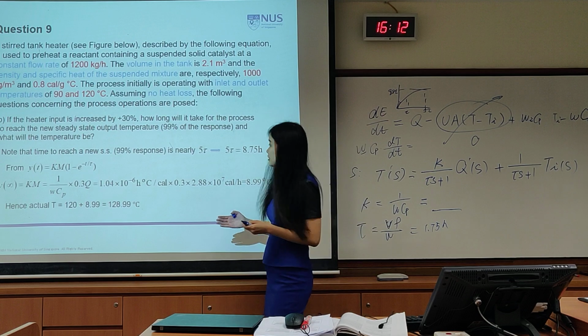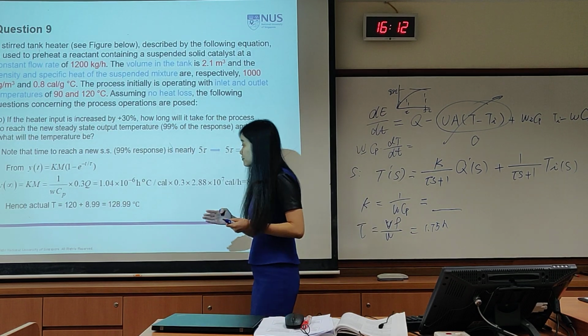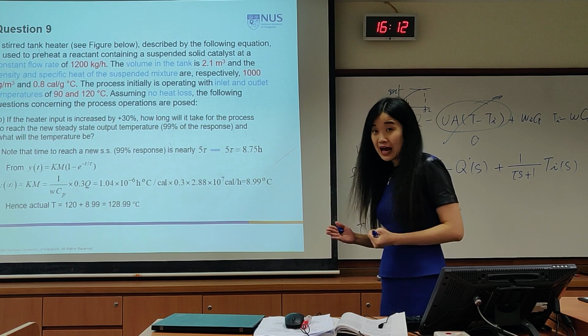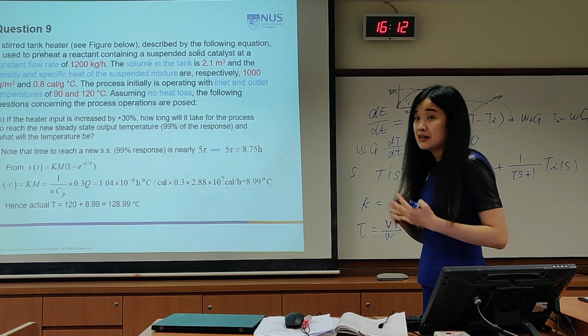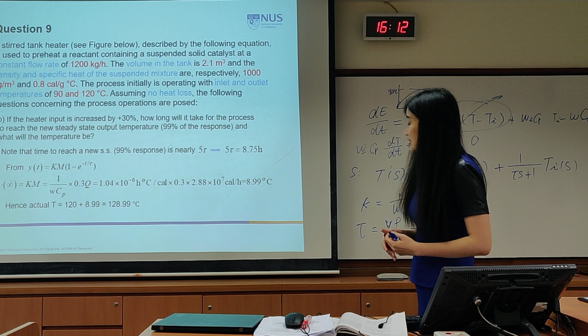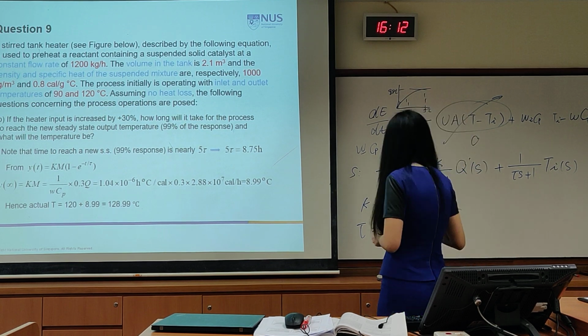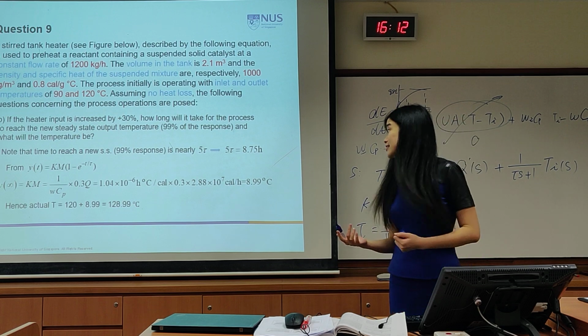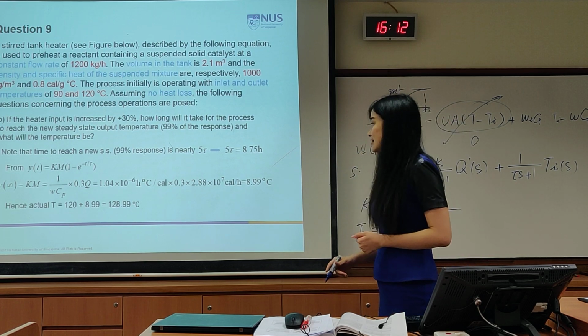So we are able to use y(t) equals Km multiplied by (1 minus e to the minus t over tau). It's a general first order response in the time space. So we have already got tau as 1.75 hours. So we are able to use 5 tau to indicate the time.